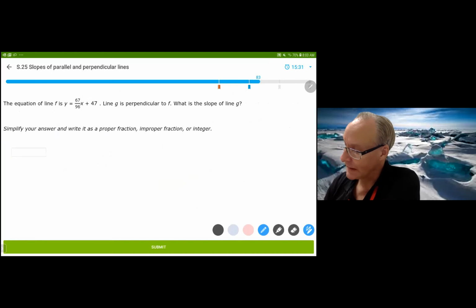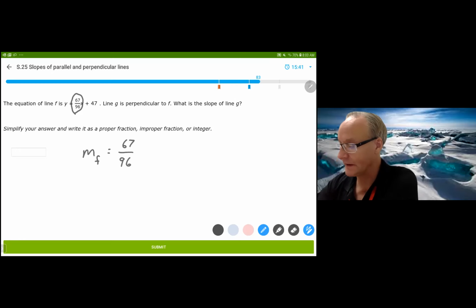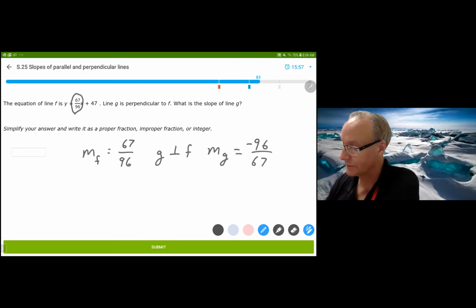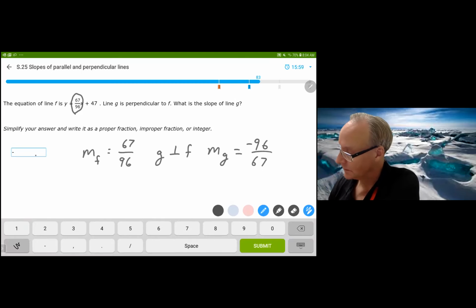Okay, we've got 67 over 96 is the slope of line F. Easy to make a mistake with the numbers like that. And they're perpendicular. So we say G is perpendicular to F. So we want the slope of line G, which is going to be the negative reciprocal, negative 96 over 67. Looks good.